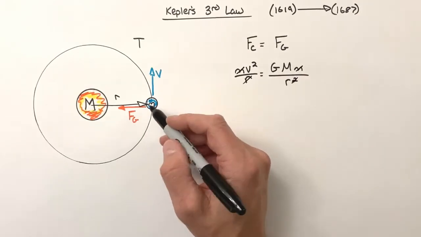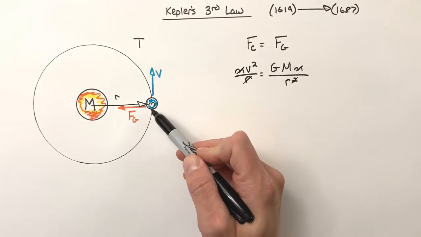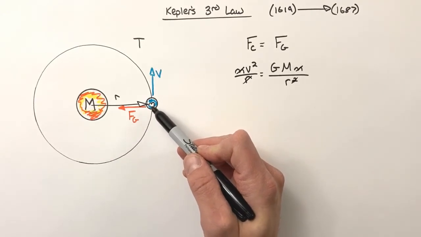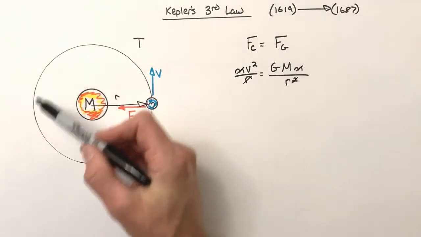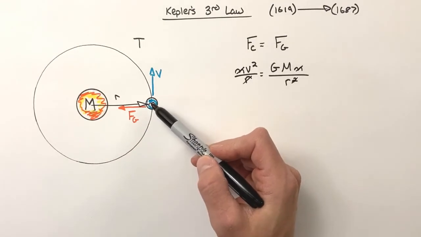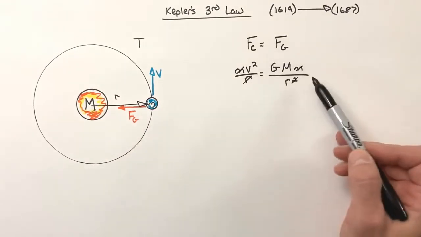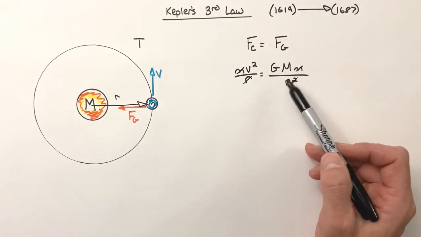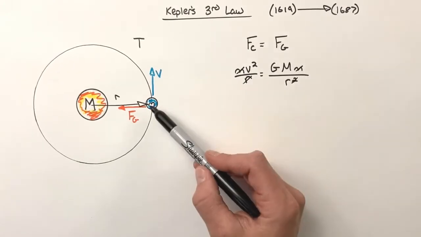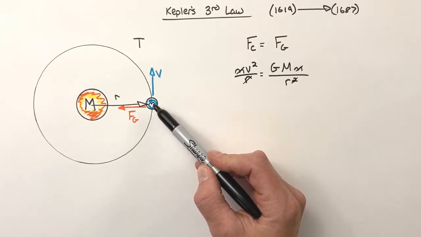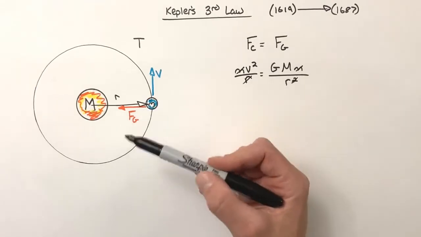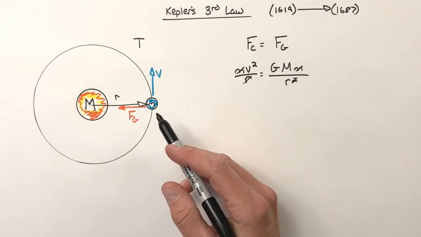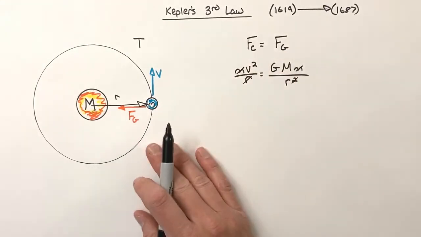So whether we're talking about something small like a man-made satellite or something large like a planet or even an entire solar system or a star, this mass cancels out, which is kind of interesting. So the mass goes away, which means we don't really care what the mass of that object is. And you'll see that has some pretty big consequences later on when we start looking at how Kepler's law was applied.